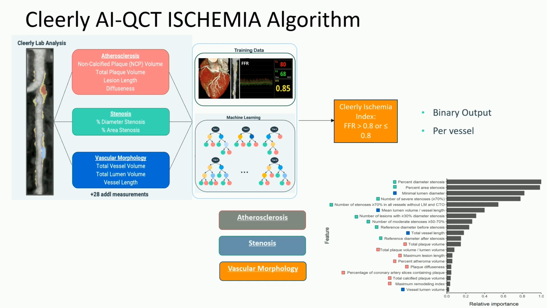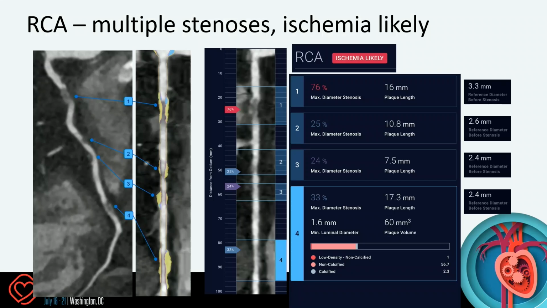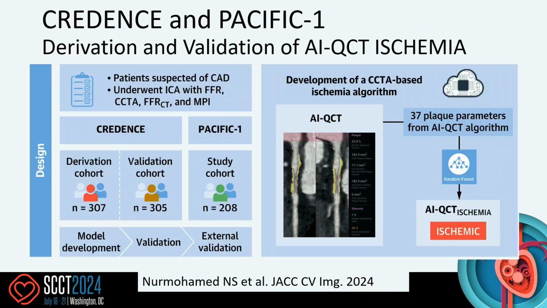As you can see, there are measures from the stenosis or vascular morphology, as well as atherosclerotic measures, that contribute to this algorithm and eventually to the AI ischemia classification. I'm not going to belabor this because we already saw it. You basically can determine whether the vessel is ischemic or not. Of course, what we want to talk about are the data that support this.